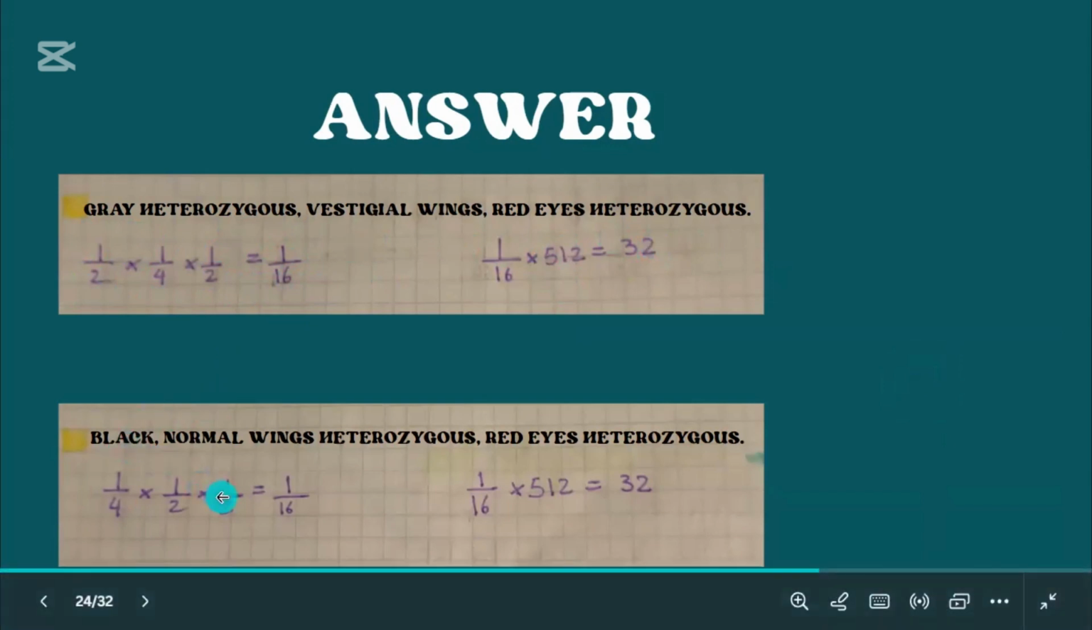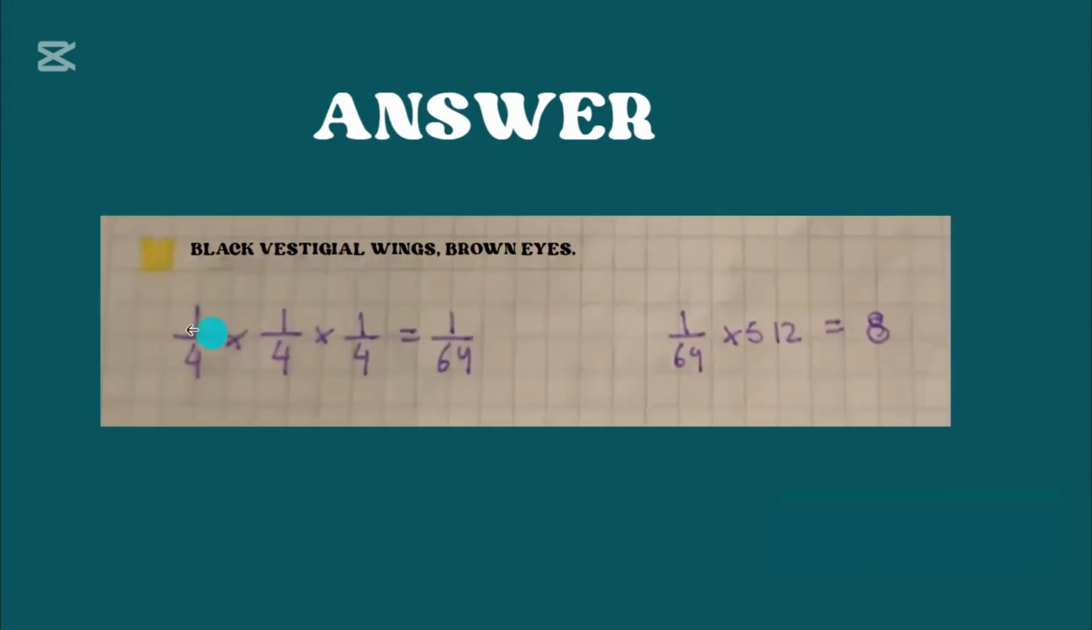The same: black, 1/4, normal wings heterozygous, 1/2, red eyes heterozygous, 1/2, which will give us the same. And finally, black, 1/4, vestigial wings, 1/4, and brown eyes, 1/4, so everything multiplied will give us 1/64, which multiplied by the number of offspring will give us 4.